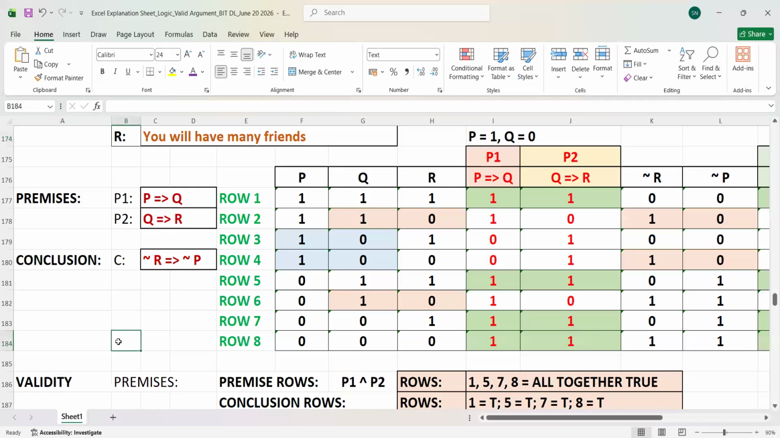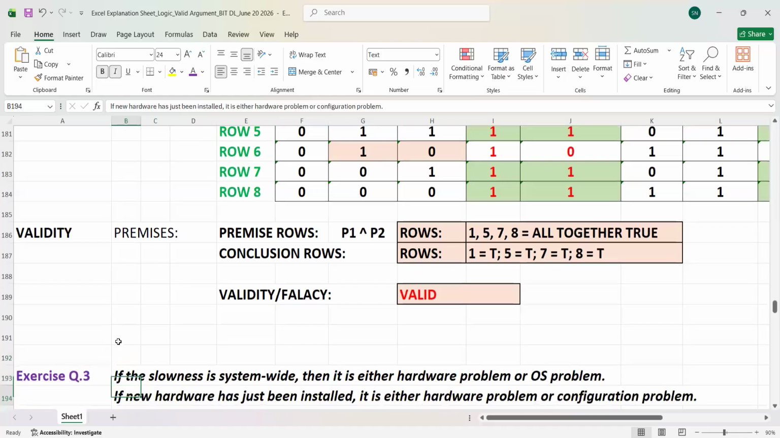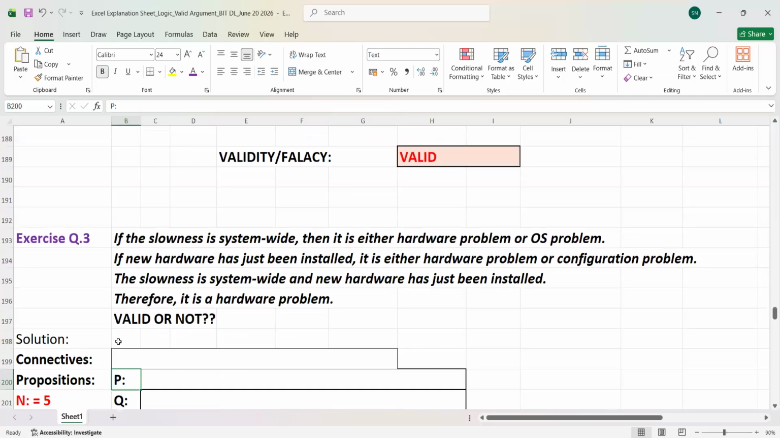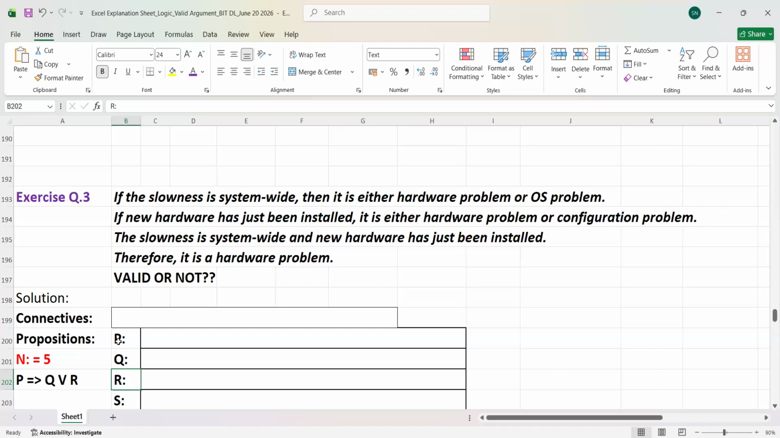But let's do the second question, question 3 in the group question. This one, I'm going to ask you to help me identify connectives, the propositions, and the premises and conclusion. That's all. As for drawing the truth table, I hope you can do that yourself. So let's pick it up from here.